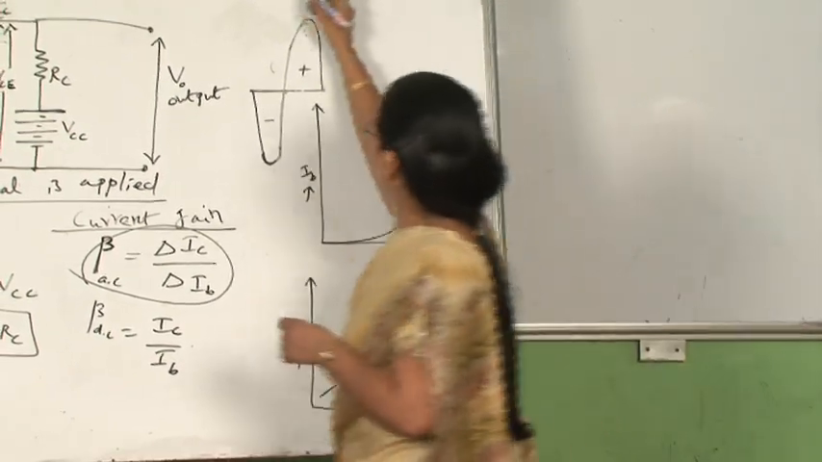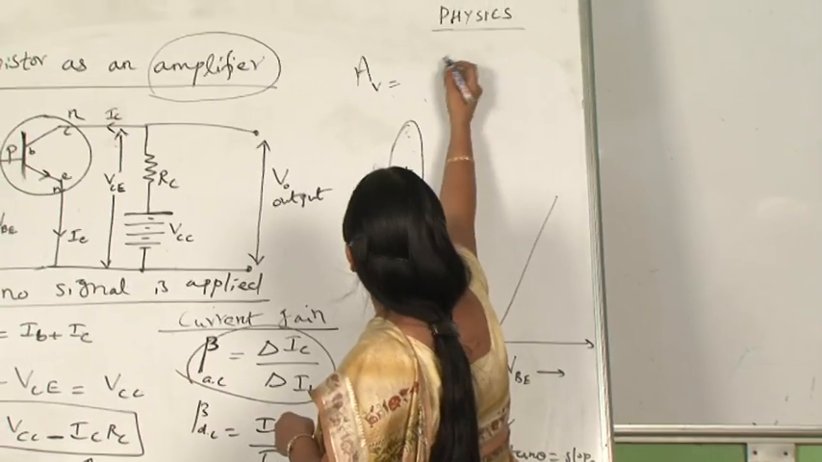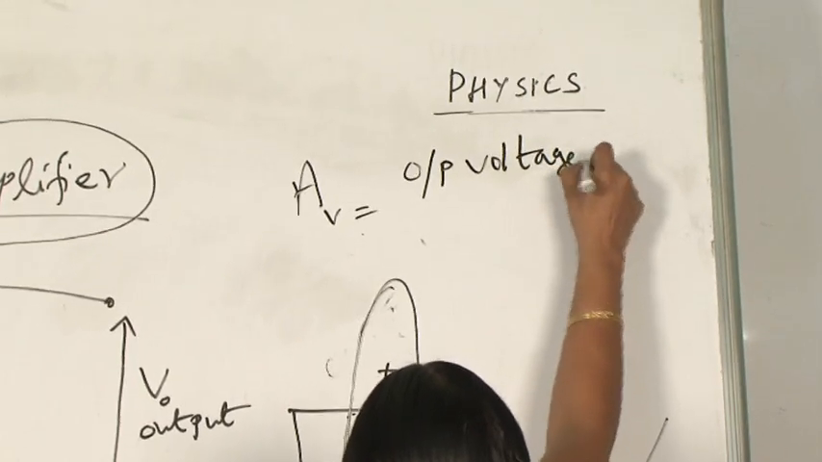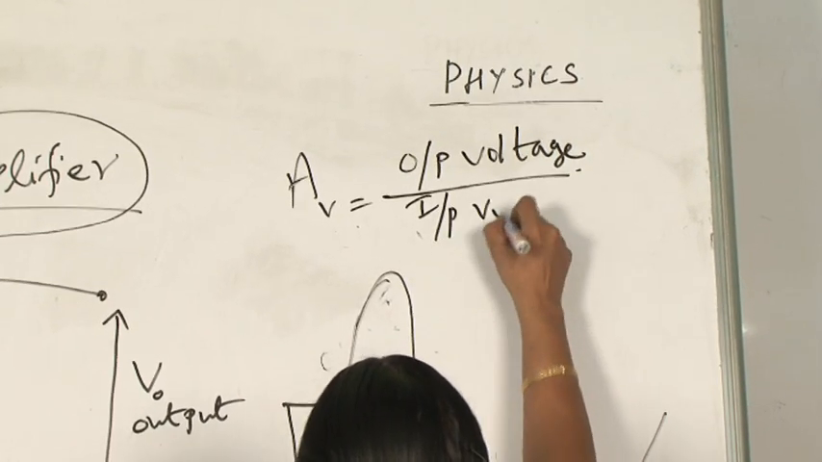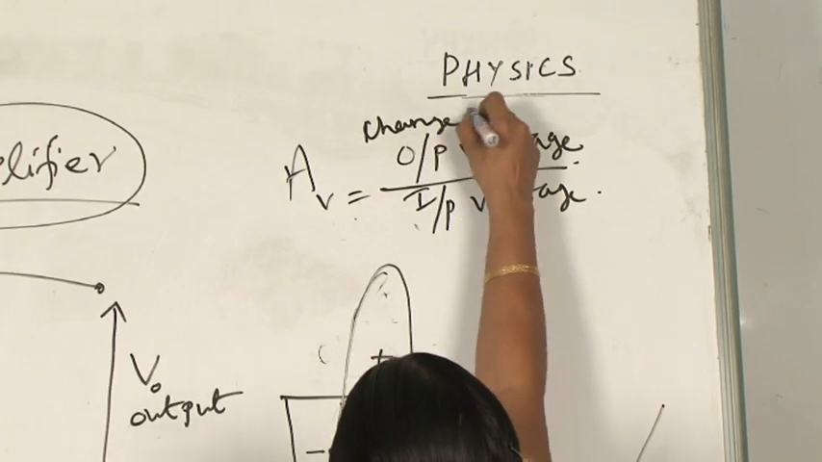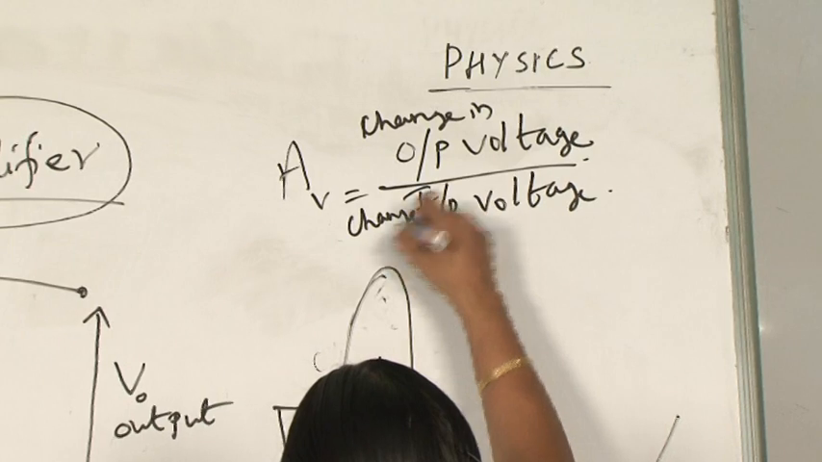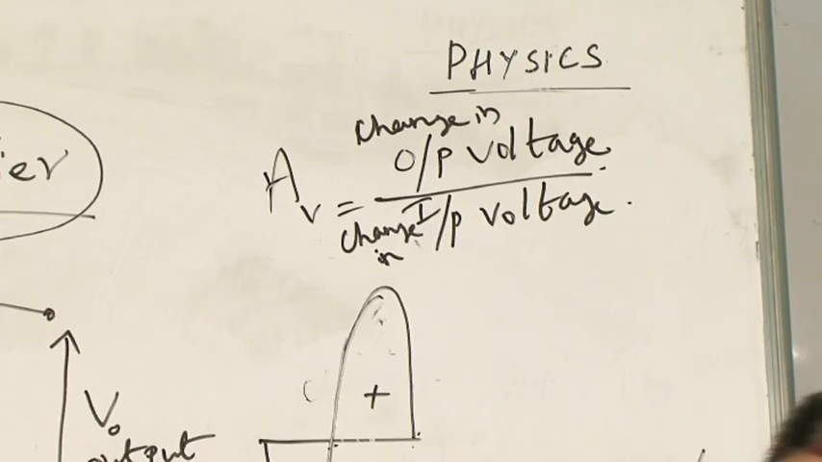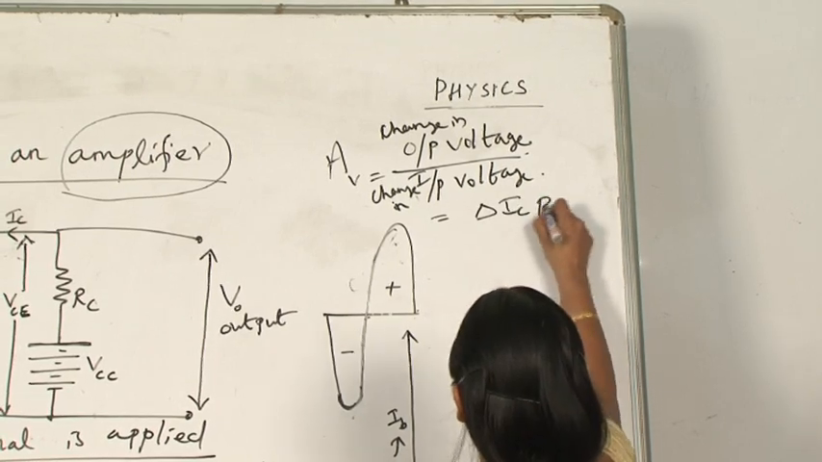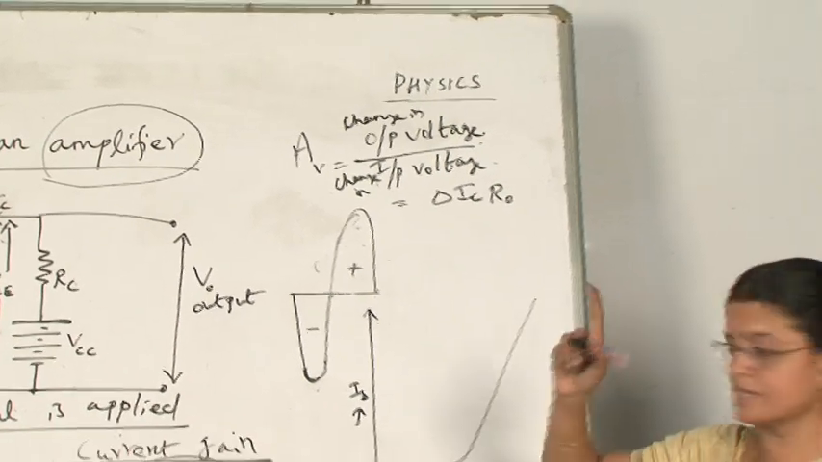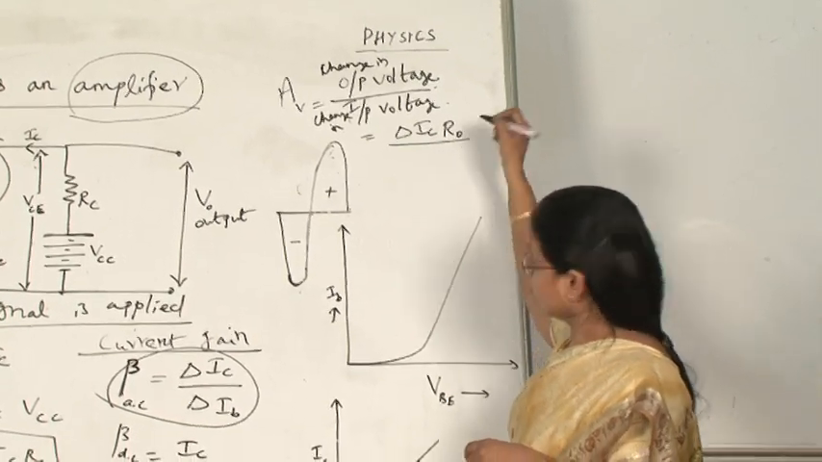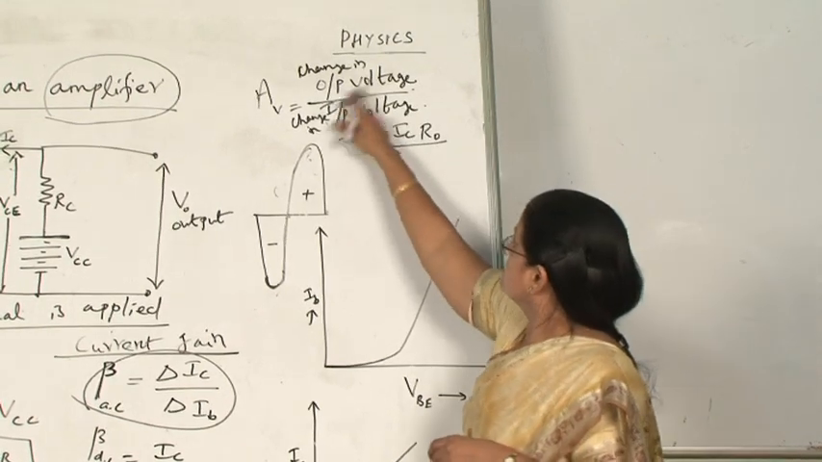So, what will be voltage gain? Voltage gain symbol is AV. So, this will be output voltage upon input voltage. So, you can take it as change in. So, this is also change in. So, we know from Ohm's law V equal to IR. So, this can be written as delta IC into R naught, where R naught is the output resistance. So, this change in the output current multiplied by the output resistance gives you the change in the output voltage.